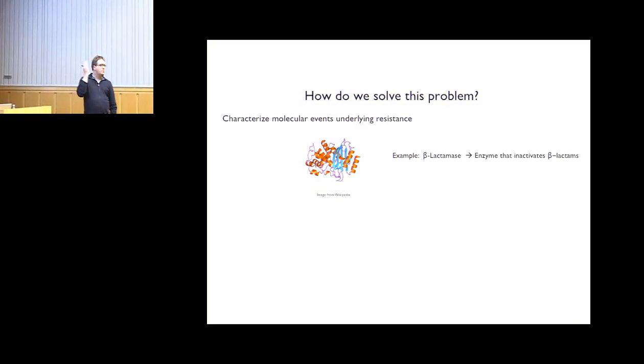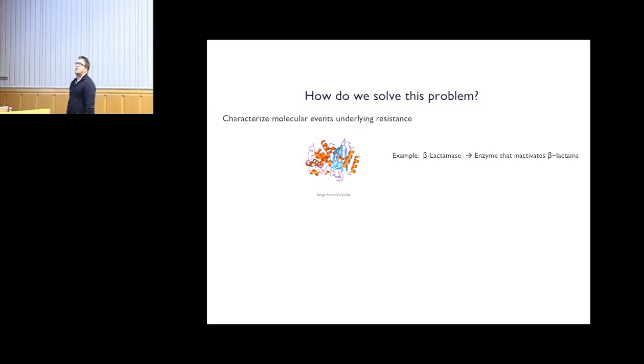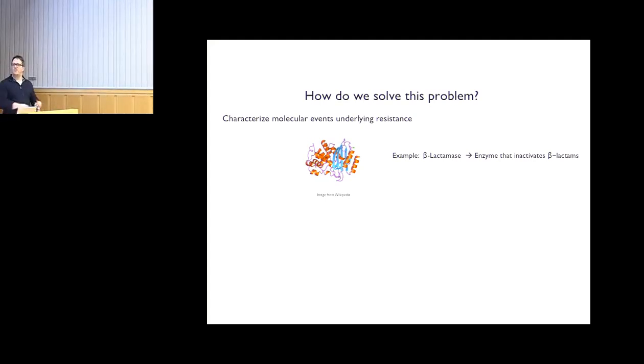So the question is, how do we solve this very big problem? What I would characterize as the typical way is to characterize the molecular events that underlie resistance. This is an example of an enzyme called beta-lactamase. It inactivates beta-lactams, which are a common type of antibiotic. This has been very well characterized. You can see the structure here. This is from Wikipedia, so it's not only characterized, it's disseminated now.